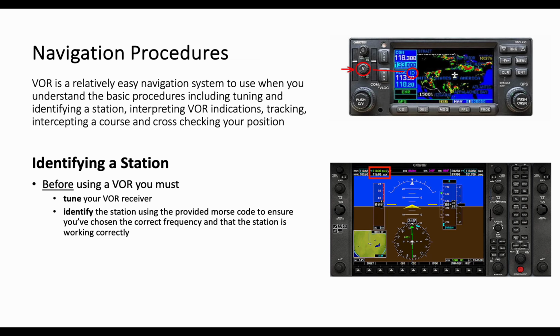When it comes to using a VOR, there's a few procedures to consider. First, you want to tune the VOR, and then you also need to identify the station. What that means is you're verifying that that station is functional. And the way we do that is we listen to Morse code associated with that VOR.